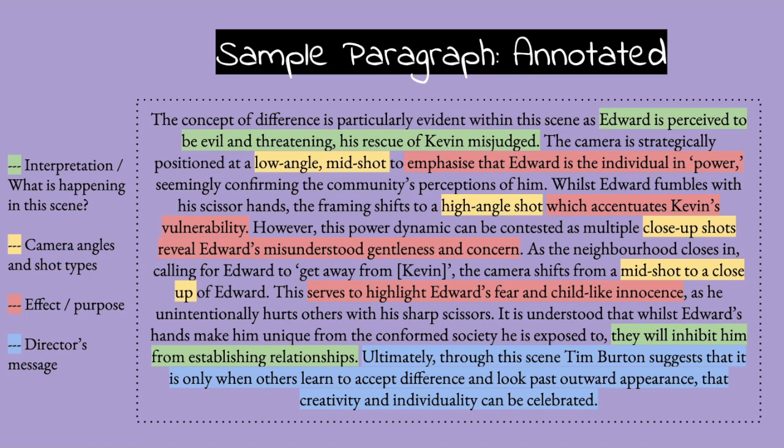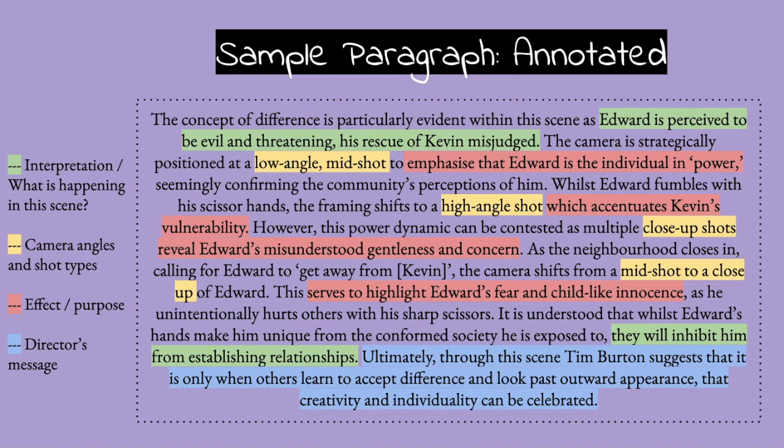So let me break down this paragraph with you guys based on the color coding. So in the first sentence, the green is what is happening in this scene. So I've literally just taken my notes from the table and I've reworded it for the first sentence. And in the first sentence of any scene analysis paragraph, you also want to offer an interpretation.